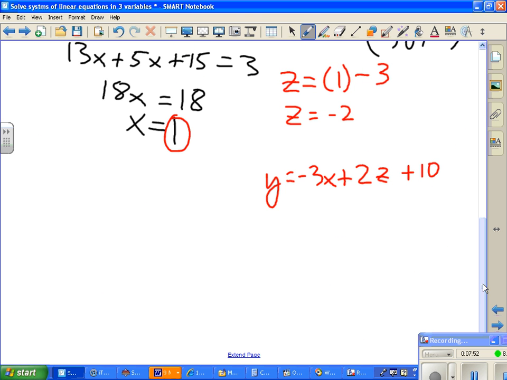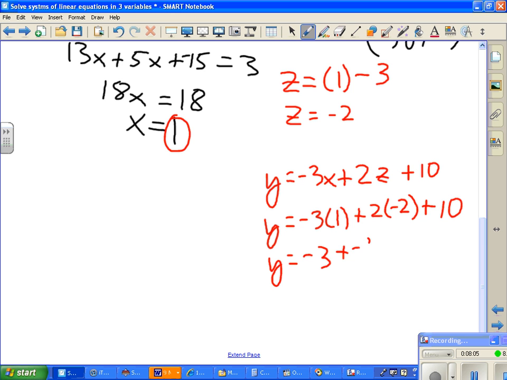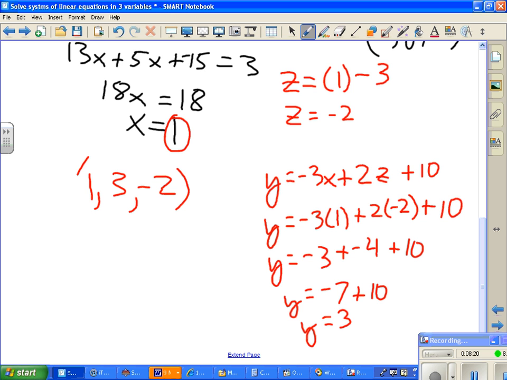Okay, I know x is 1, I know z is negative 2, so y equals negative 3 times 1 plus 2 times negative 2 plus 10. Solve it. y equals negative 3 plus negative 4 plus 10. y equals negative 7 plus 10. y equals 3. So when I'm done, my answer now is the x, the y, and the z. And that's the substitution method.